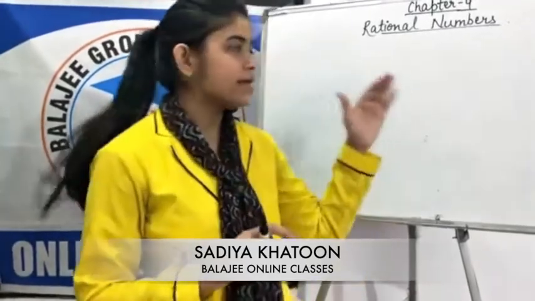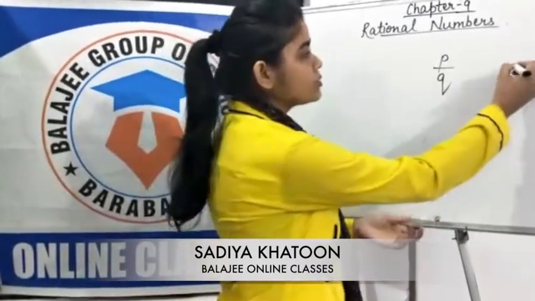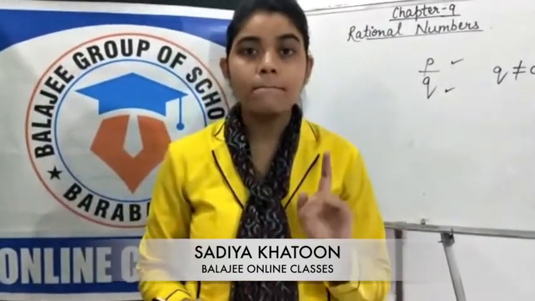But the difference between fractions and rational numbers is that in fractions, we have to write the numerator and denominator as positive only. But in rational numbers, anything which can be represented in the form of P upon Q, provided that Q should not be equal to 0. This P and this Q can be any integers. P and Q are integers, but Q, that is the denominator, should not be equal to 0. Why? Because in mathematics, anything divided by 0 is not defined. It becomes infinity. So we can never divide a number by 0.